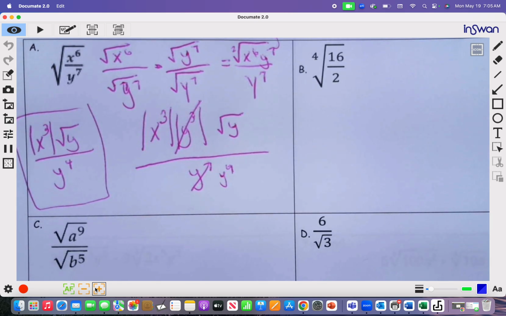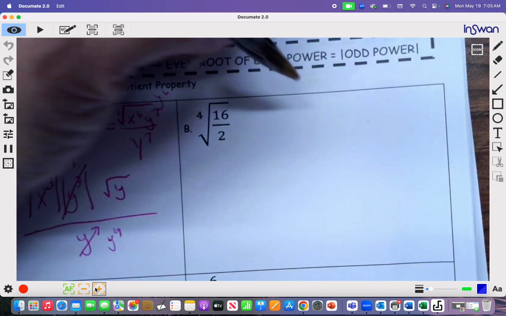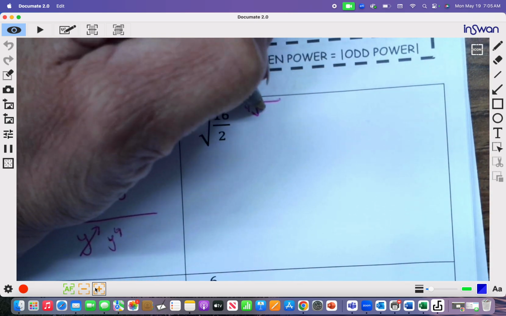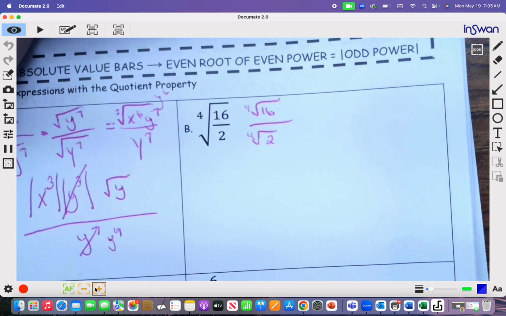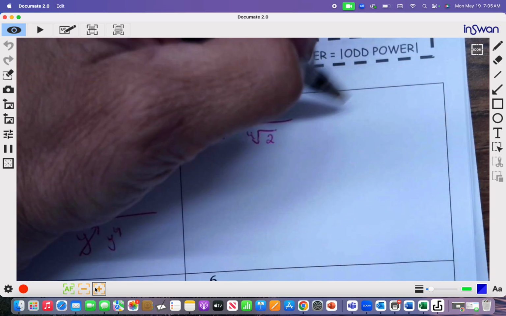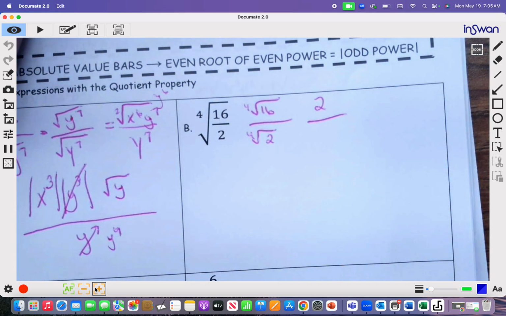Not a lot of steps. Okay, so this one, 4th root of 16 over the 4th root of 2. First of all, I already know that the 4th root of 16 is 2, because 2 times 2 times 2 times 2 is 16. So I'm just going to call that a 2 because it's easier.